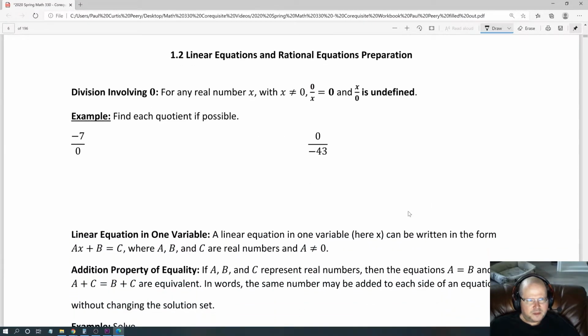Let's move on. So let's say we're dealing with negative 7 over 0. Now that is undefined. That's something you want to memorize. If you divide by 0, you get undefined. I'm going to point out two different ways of looking at this.